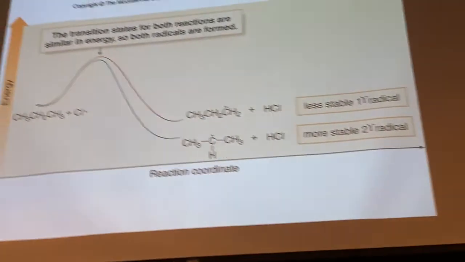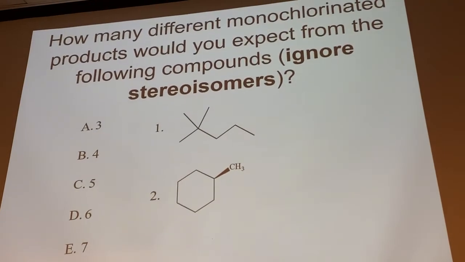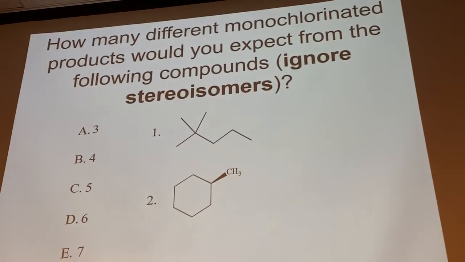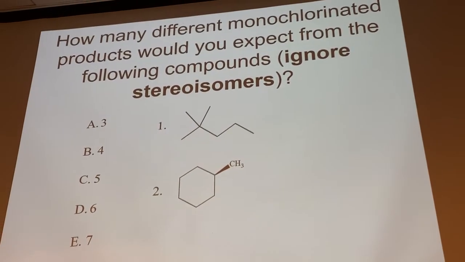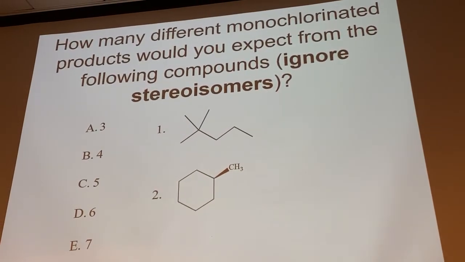So what that allows us to do is ask questions like this. Here we have 2 iClicker questions. How many monochlorinated products would you expect from these 2 compounds? We have the same list of answers. To simplify things, we've allowed you to ignore stereoisomers. We're only asking you to tell us how many different constitutional isomers would be formed by monochlorination of these 2 products. So go ahead and pause the video, answer both questions, and once you've come up with those answers, press play again, and we will discuss the questions.